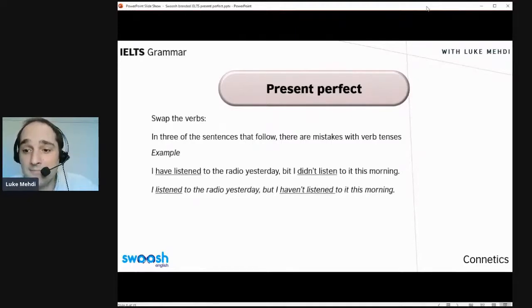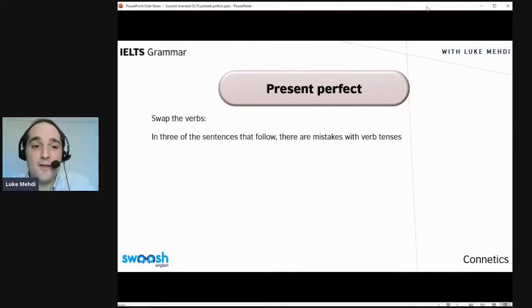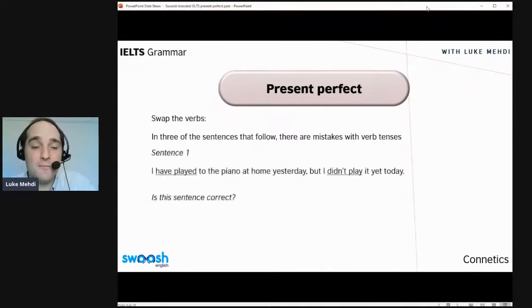Okay, clear? So, we're going to have 6 example sentences. Is the use of tenses correct? So example number 1, sentence 1. I played to the piano at home yesterday, but I didn't play it yet today.